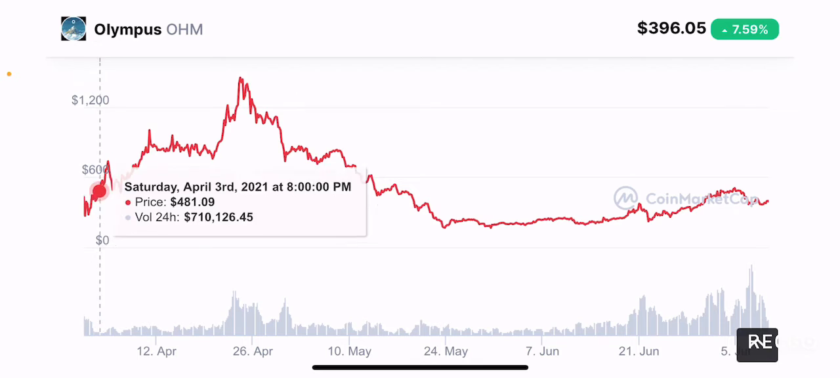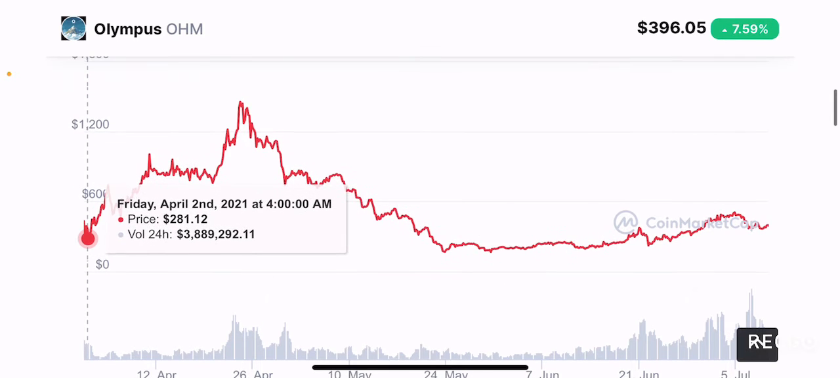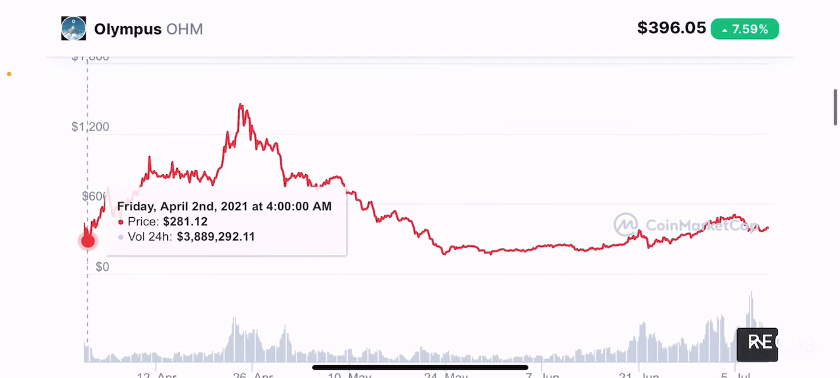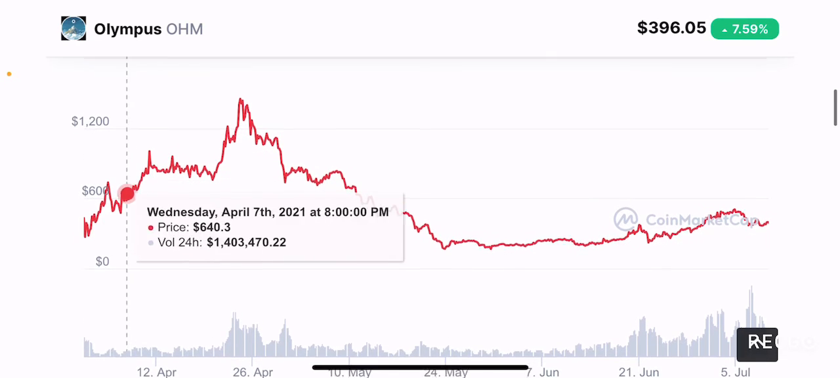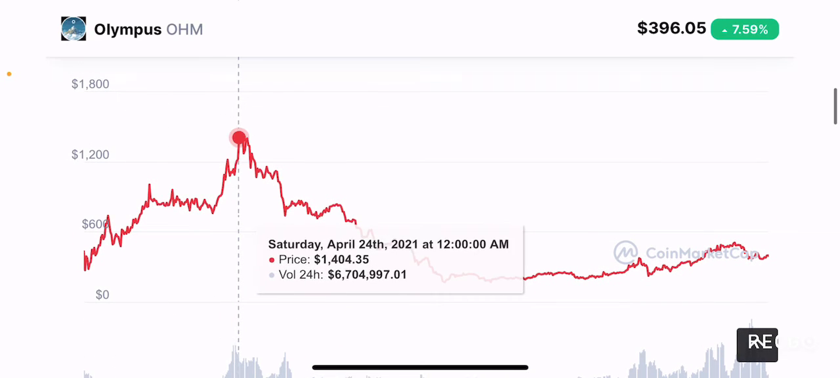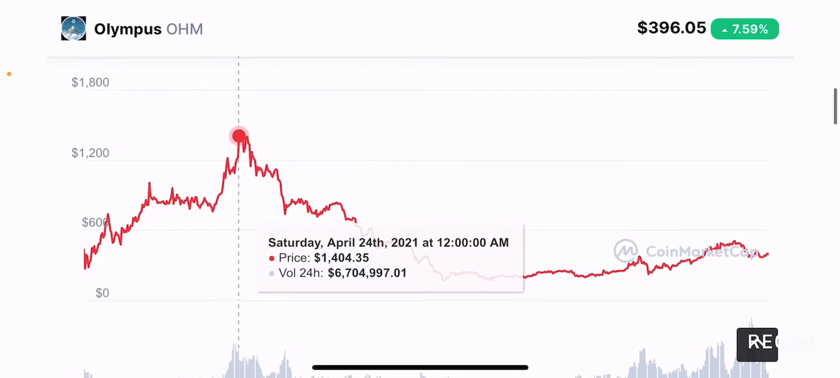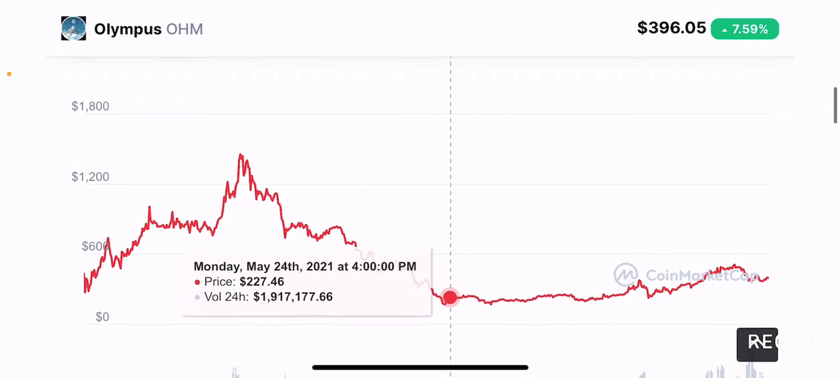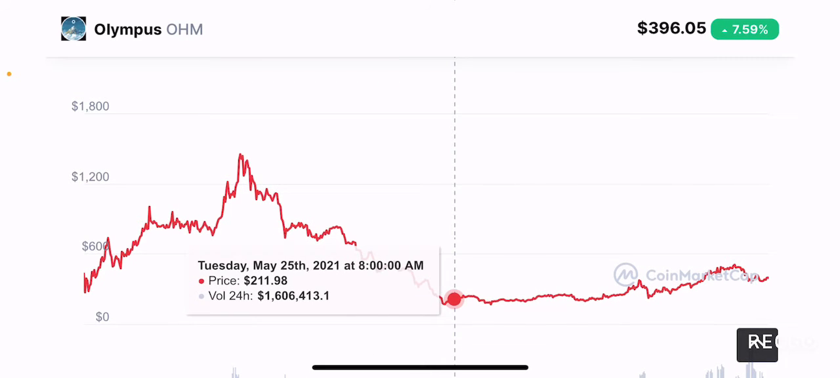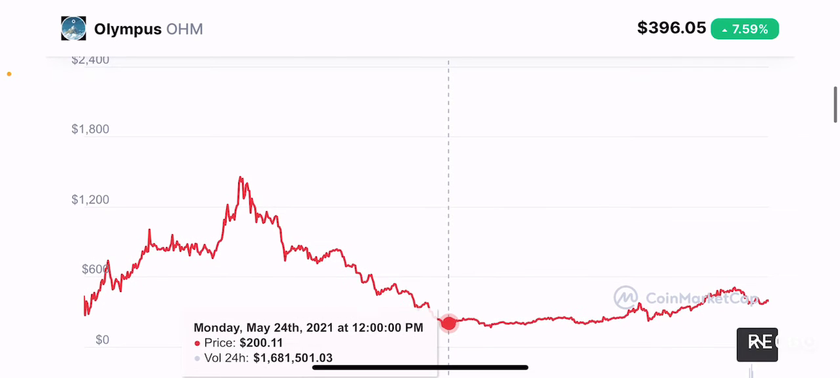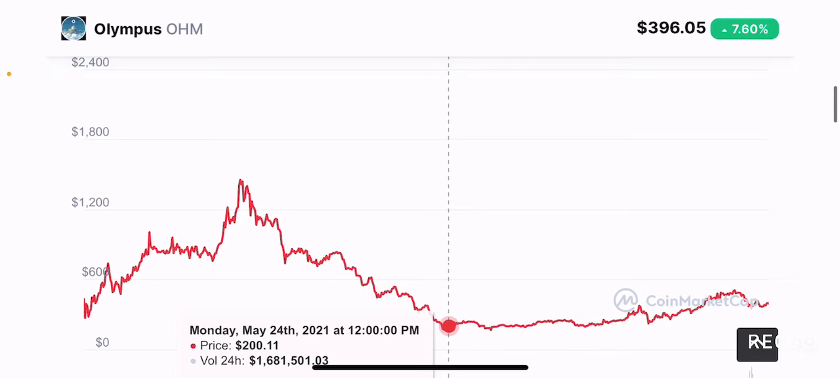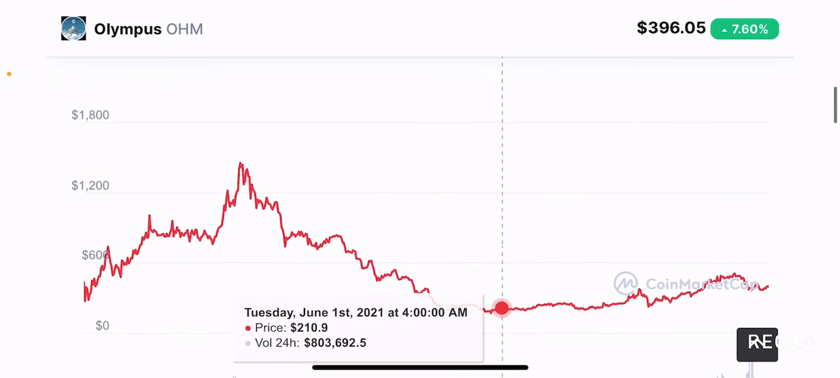So if you see, the initial price point is available since early April 2021, when the token price was $281.12, and then the price went and touched an all-time high of about $1,400 per token at the end of April, before crashing back down and making an all-time low of about $211 or even $200 per token during the end of May this year. And then it's been moving sideways.